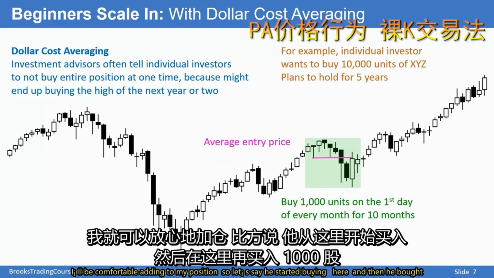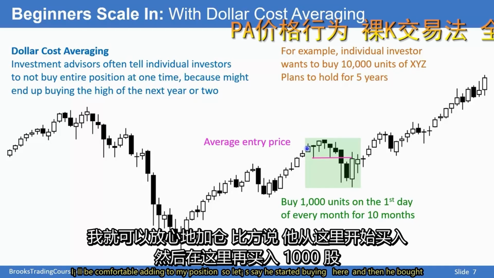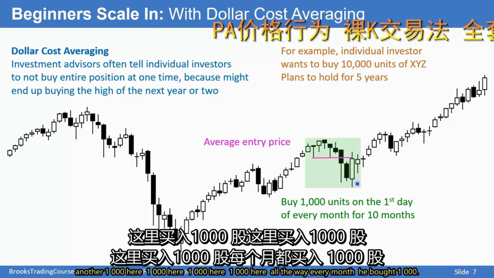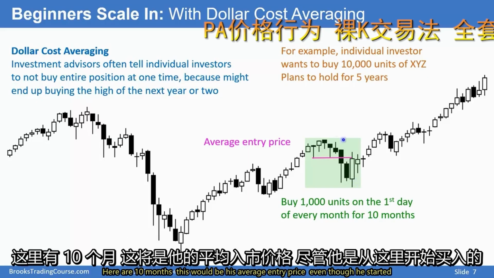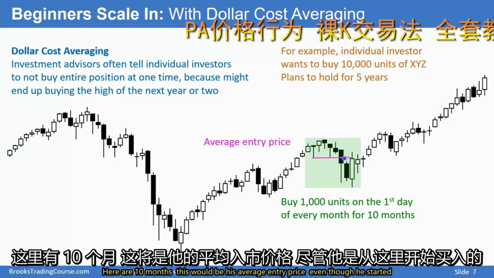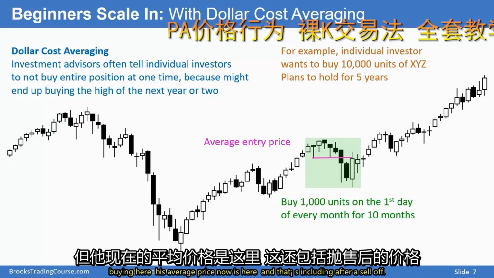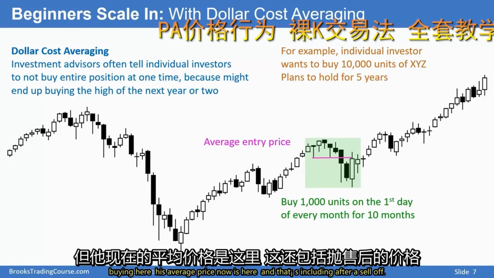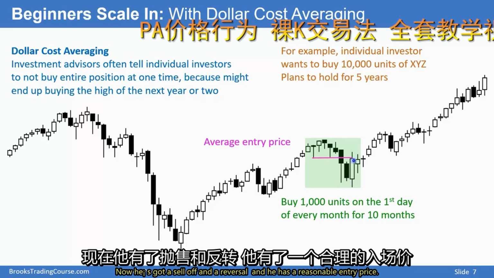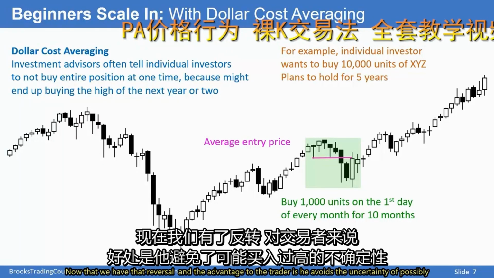to my position. So let's say he started buying right here, and then he bought another 1,000 here, 1,000 here, 1,000 here, 1,000 here. All the way, every month he bought 1,000. And here are 10 months, this would be his average entry price. Even though he started buying here, his average price now is here. And that's including after a sell-off. Now he's got a sell-off and a reversal, and he has a reasonable entry price now that we have that reversal.